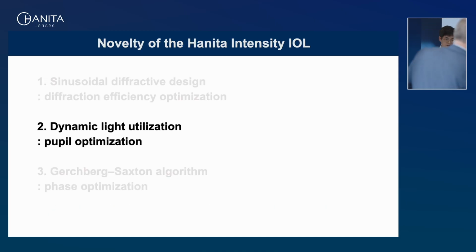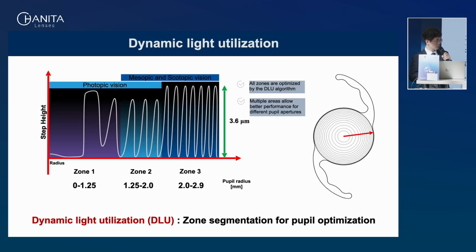Okay, let's move on to the second one, the dynamic light utilization. This terminology is actually not from me, it's from the company, but I want to highlight it to show the zone segmentation for pupil optimization. As you can see, there are 3 zones, right? Zone 1, Zone 2, Zone 3. Zone 1 is up to 1.25 millimeter, Zone 2 is up to 2 millimeter, and Zone 3 is about 3 millimeter pupil irradiance.